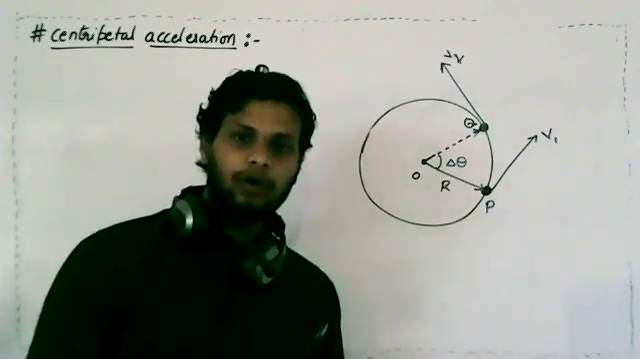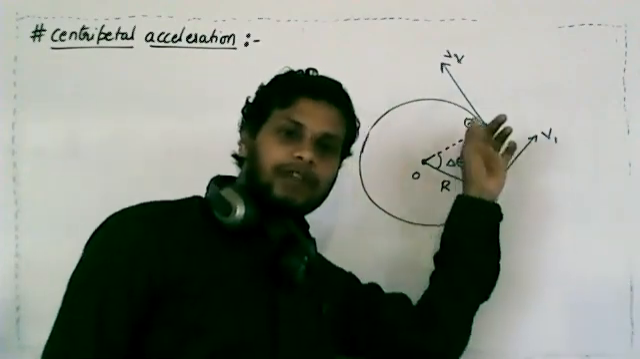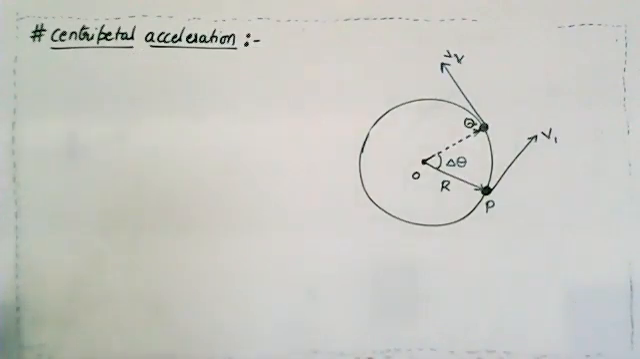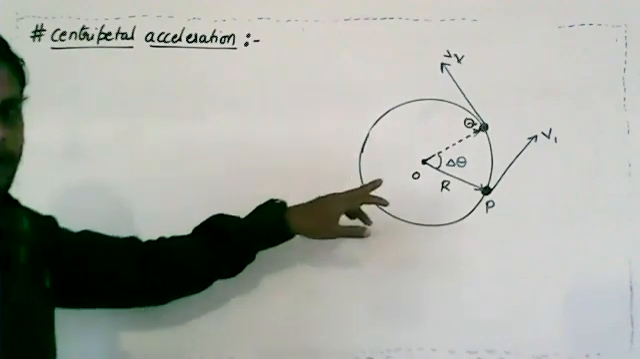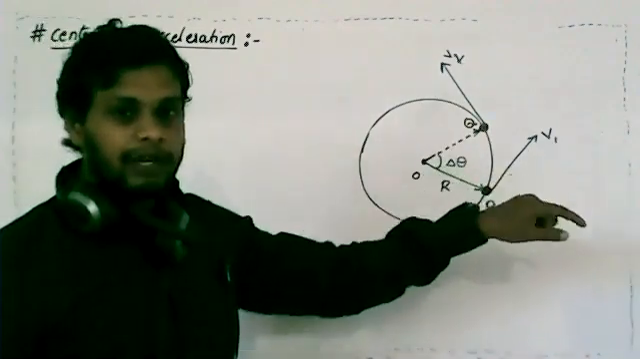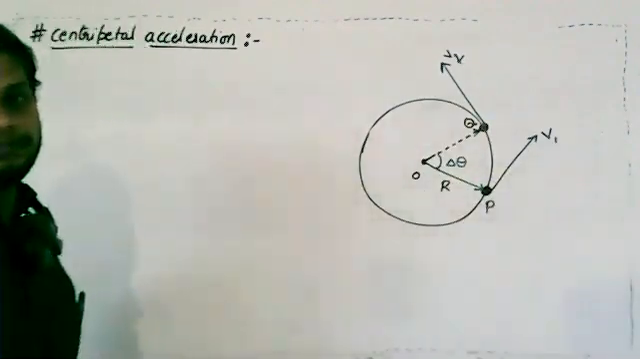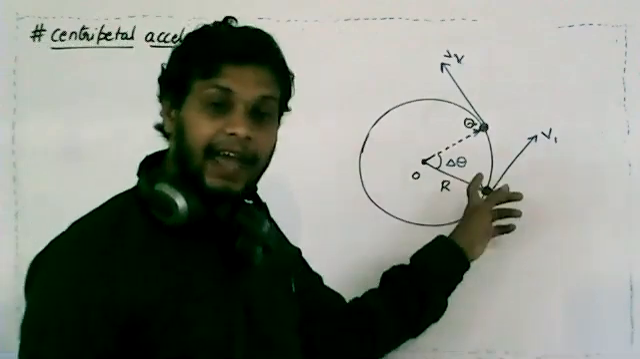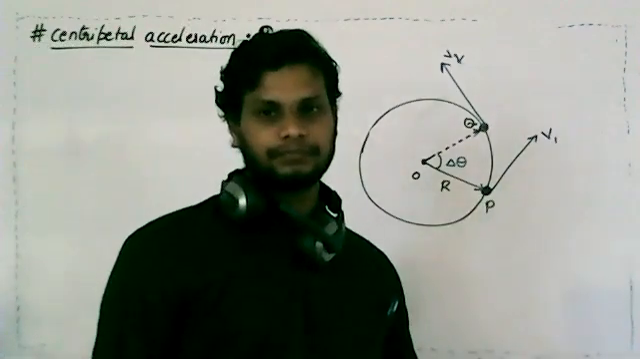So in uniform circular motion, the speed of the body remains constant, and there is always a change in direction, therefore the velocity changes. This change in the velocity produces what? Acceleration. Therefore, you can say that it is an accelerated motion.